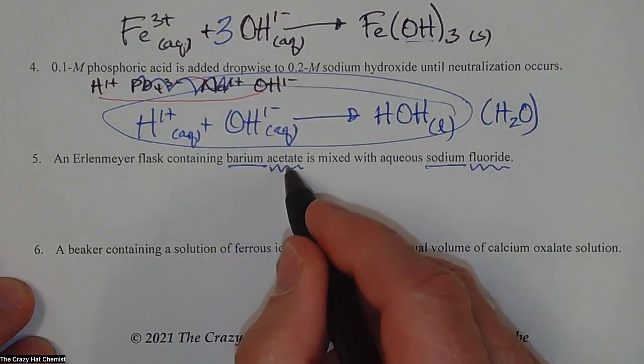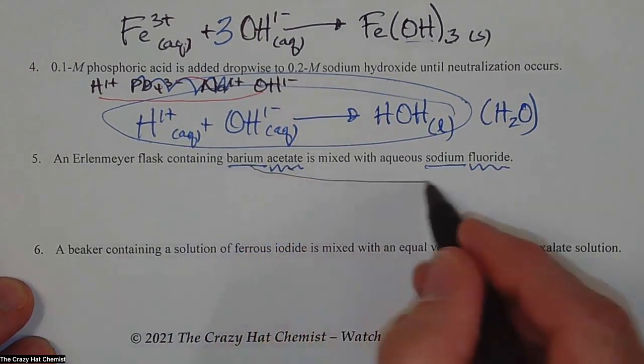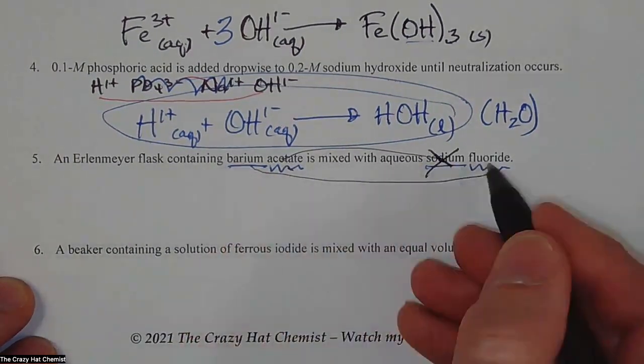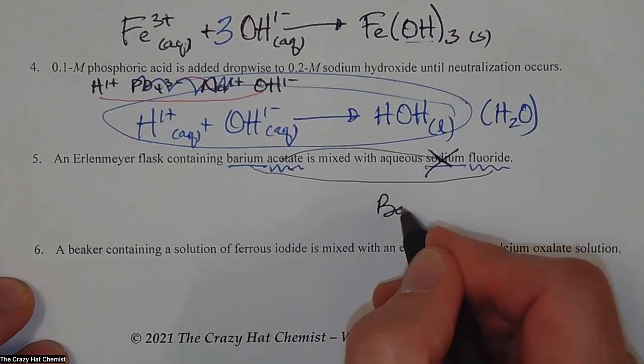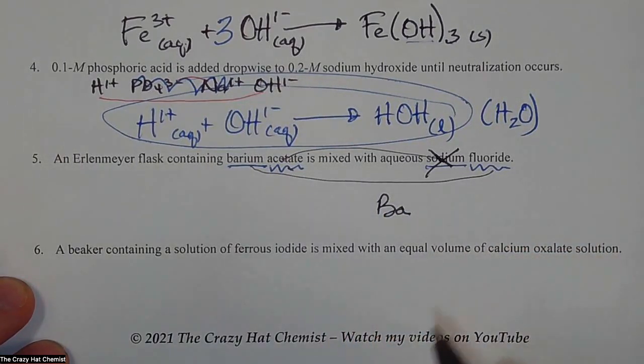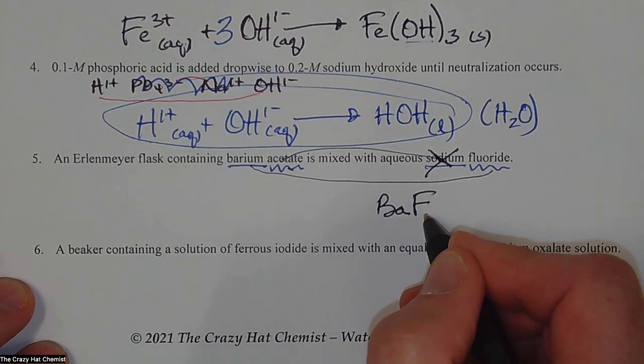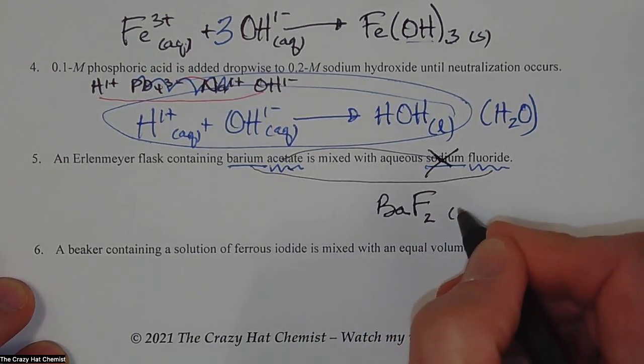Barium, acetate, sodium, fluoride. Well, barium fluoride or sodium acetate? Sodium, no. So therefore, it must be the barium fluoride. Barium is a group 2, and fluoride is a minus 1 charge. So there. That's a solid.